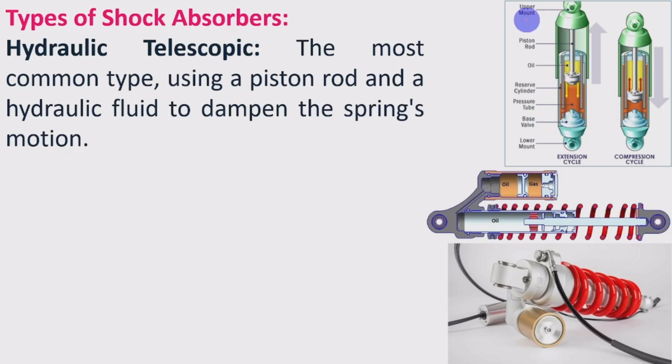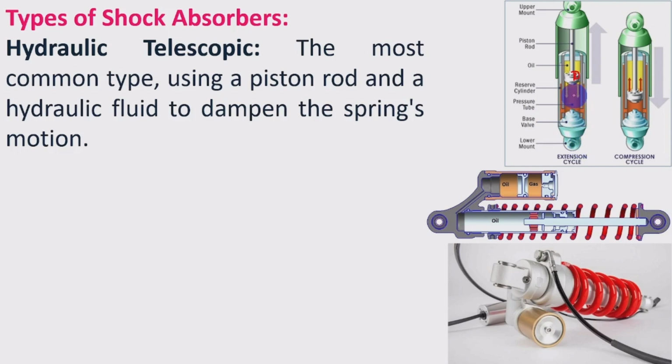It has the parts upper mount and lower mount. It contains a piston, and oil will be on both sides of the piston. And here we can find the small holes, or orifices, through which the fluid will be flowing. And this is the reserve cylinder. Outside there is a reserve cylinder and a pressure tube inside. Then there is the base valve to supply the fluid.